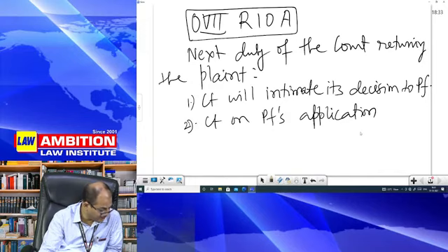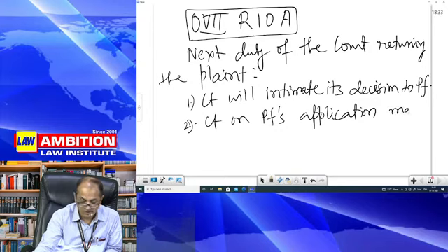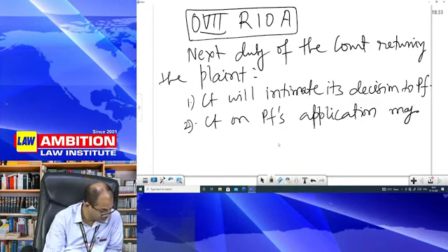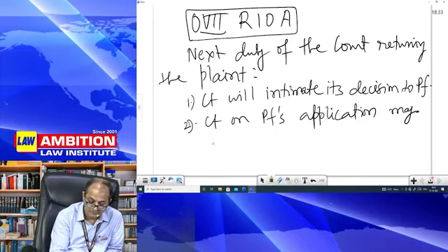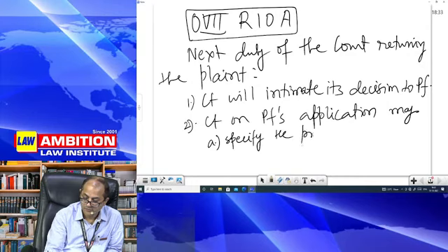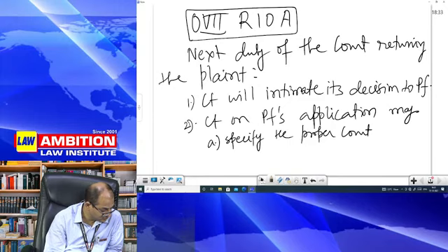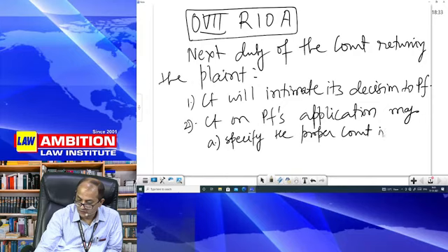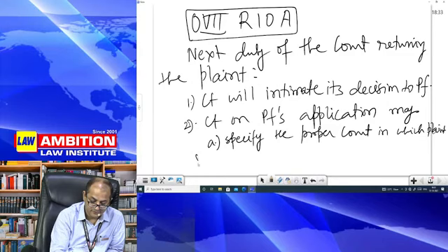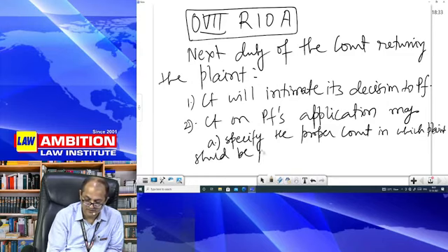Court on plaintiff's application may specify the proper court in which it should be presented, in which the plaint should be presented. This is just very normal and commonsensical.